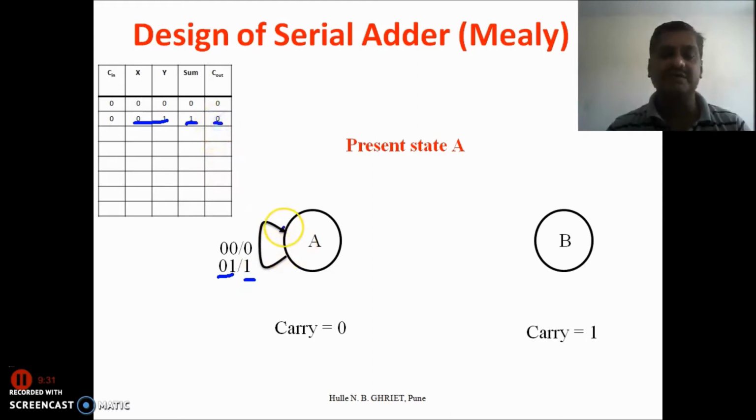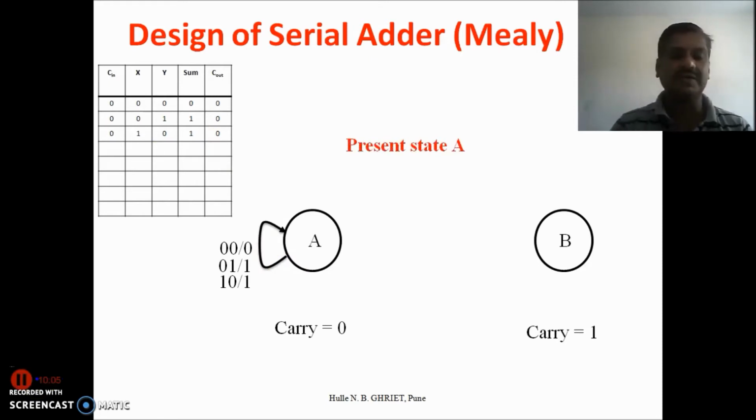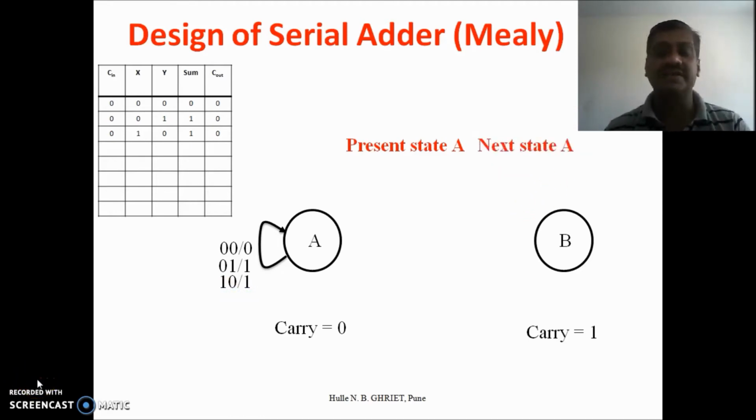and the next state will be the same, that is we are in the same state, the A state. Similarly, for the third combination of the input, the present state is the A state, inputs are 1 0, and again sum is 0 and carry is also 0, so the next state is again the A state itself. Present state is A, input is 1 0, output will be 1, and the next state will be the A state, because we are going to remain in the same state.